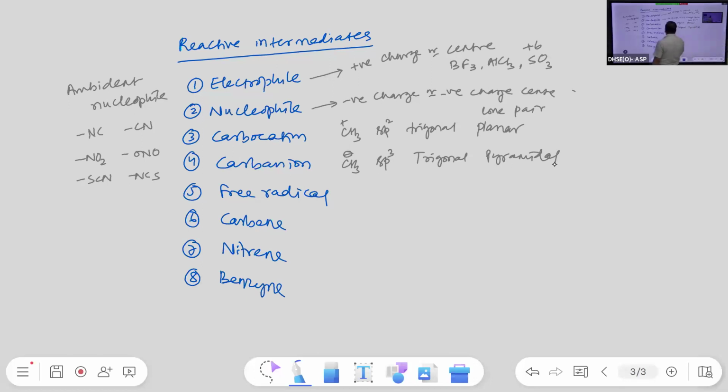Then free radicals. CH3 dot or CCl3 dot. Okay, you can take CH3 dot or CCl3 dot. So what will be the hybridization of carbon in CH3 dot and CCl3 dot? Can you write quickly? The hybridization of carbon in CH3 dot and CCl3 dot. Quick. And after solving, write in the chat box.